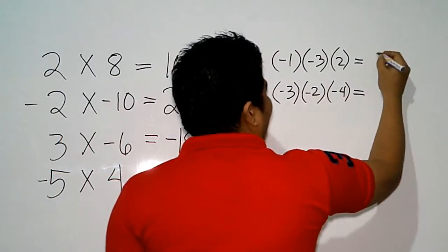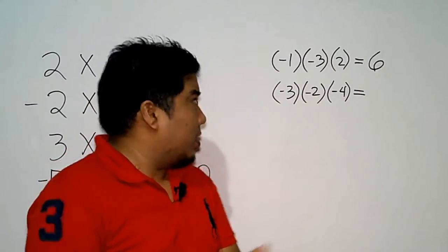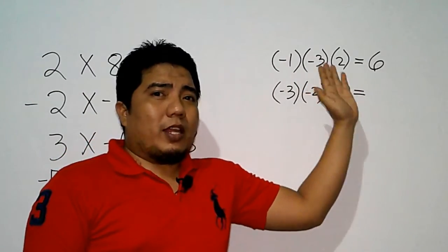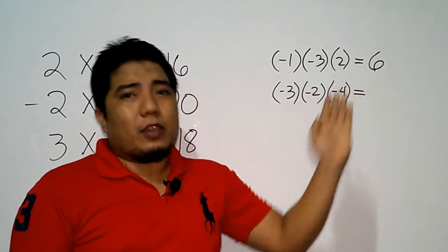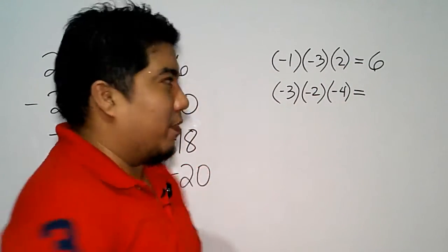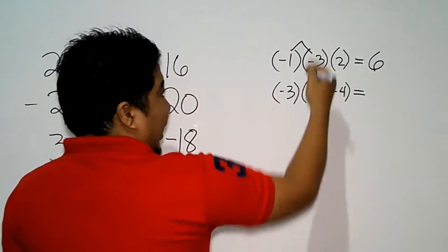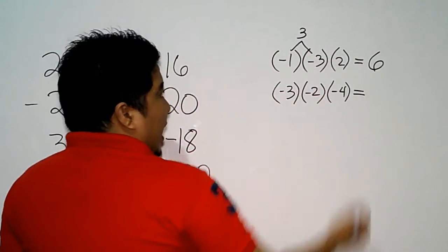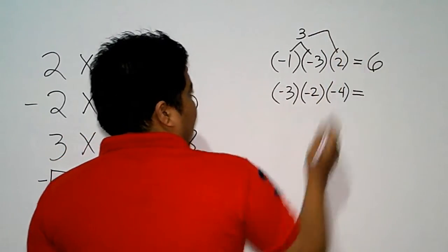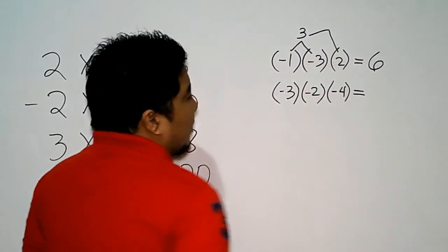Okay, the correct answer here is positive 6. Now, you might ask, Sir, 2 here is like signs, but the other one is unlike signs. So, why did it become positive? Remember, if we multiply these two, the final answer is positive 3. Now, positive 3 times positive 2, that is both positive. So, therefore, the answer is positive 6.